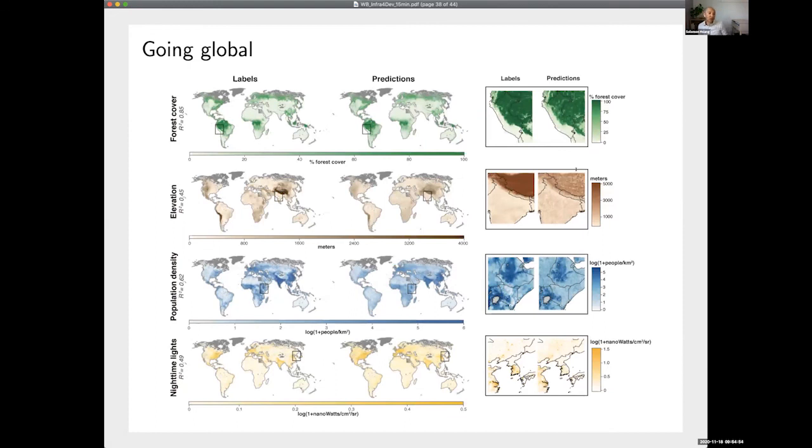Now, ultimately, the goal here is not just to predict stuff in the United States that we know, we want to go global. And so here was an experiment in which we asked how quickly could we do it? And we were very excited that we achieved similar performance looking at imagery from around the world. So here on the left are the actual labels, on the right are predictions for a million sample points around the world.